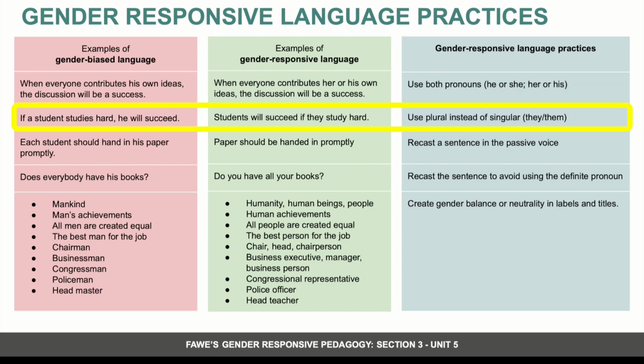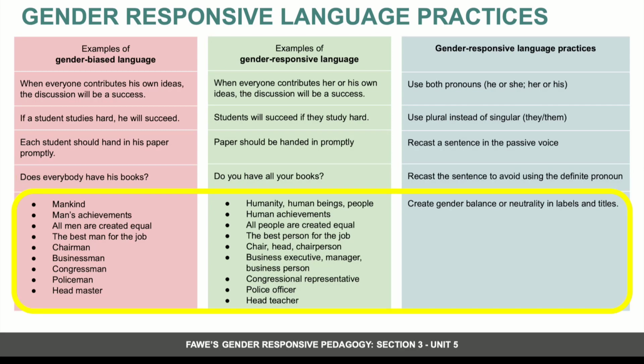Use the plural instead of the singular. For example, students will be successful if they work hard. Recast a sentence in the passive voice. For example, hard work will lead to success. Recast the sentence to avoid using the definite pronoun. For example, students who work hard will be successful. Create gender balance or neutrality in labels or titles. For example, instead of saying chairman, say chairperson.